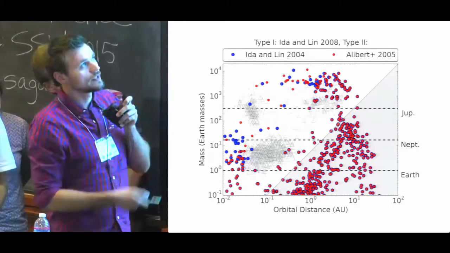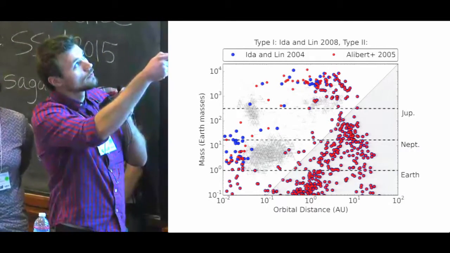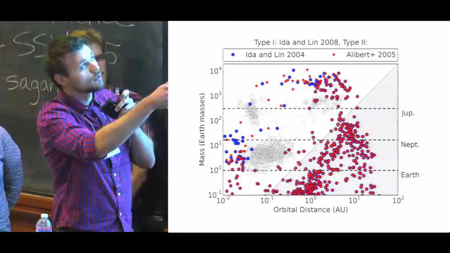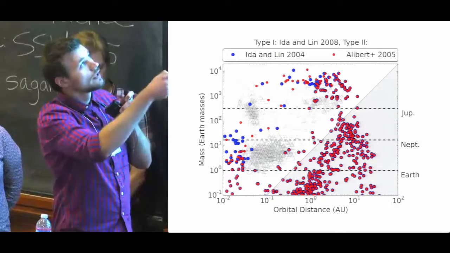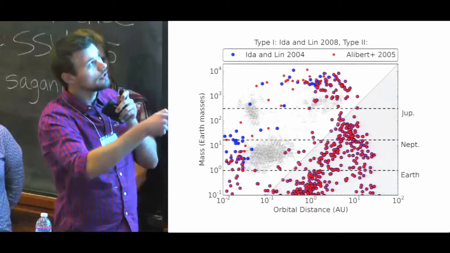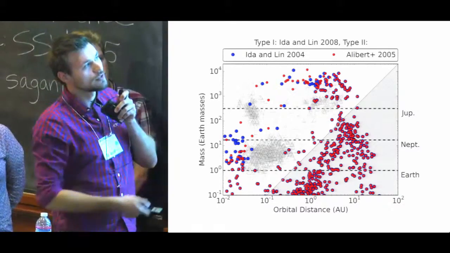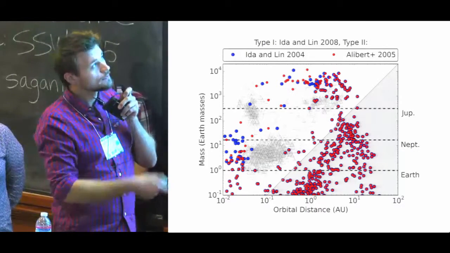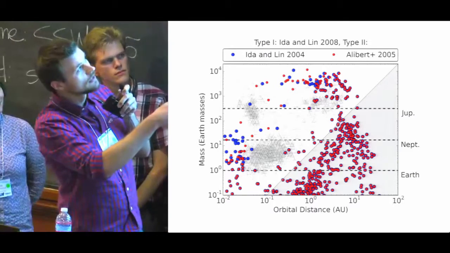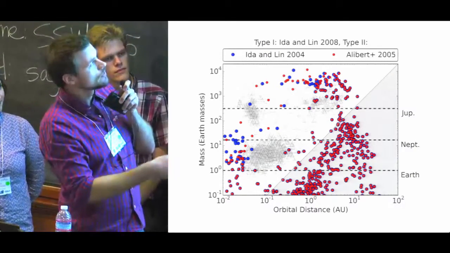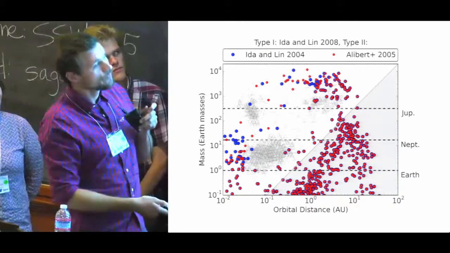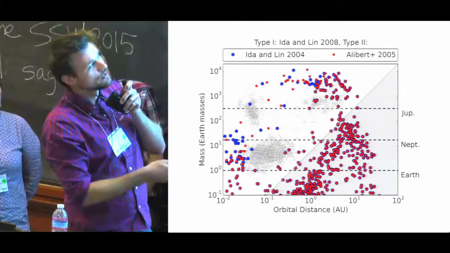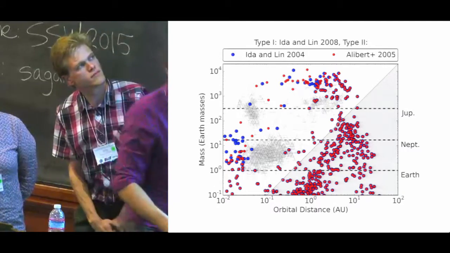So we ran through all these different modes, and for the first picture we fixed the type 1 to the Ida and Lin 2008 model, and the type 2 migration is plotted for the Ida and Lin 2004 in blue and the Alibert 2005 in red. And we see they basically agree in most parts, only we get a little bit fewer of those close-in super Earths around here. So all in all, we say, okay, we move from the 2004 to the Alibert 2005 because it's newer and Christoph did the same.